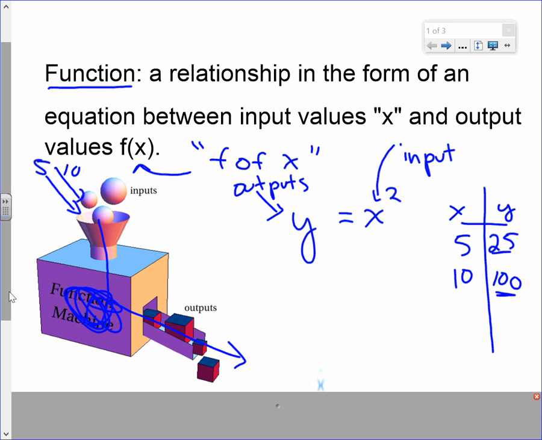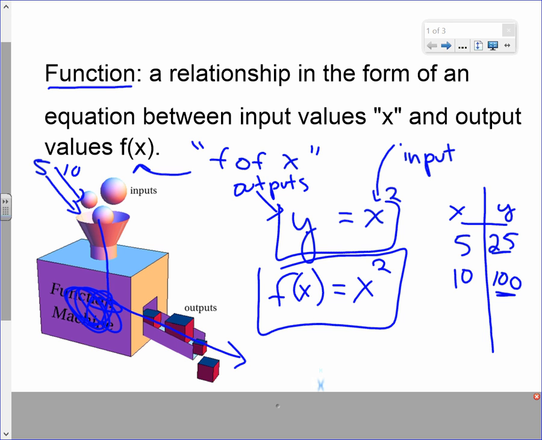So since y depends on what x is, look what I'm going to do now. Stay with me. I'm going to write f of x. Y is a function of x. I'm going to rewrite the equation like this now. It's just a little higher level of writing equations. Underneath y equals x squared, we're going to write f of x equals x squared, the same thing. F of x equals x squared really means y equals x squared. Why does it mean the same thing? Because y depends on x.